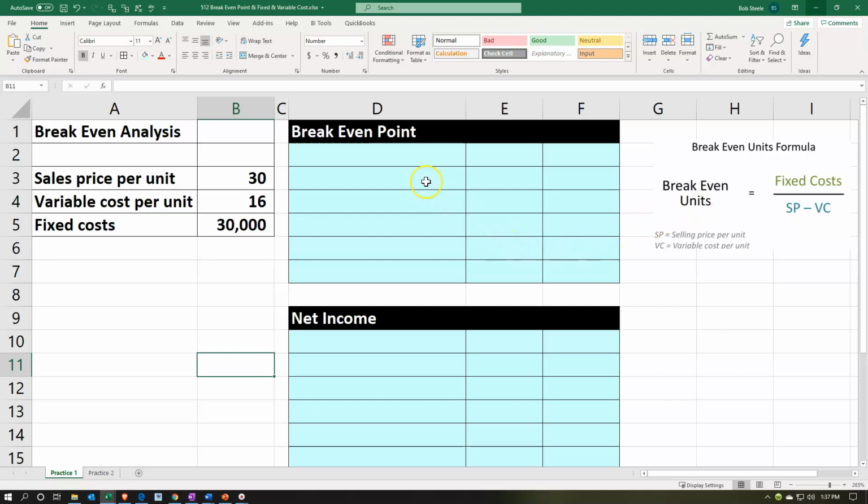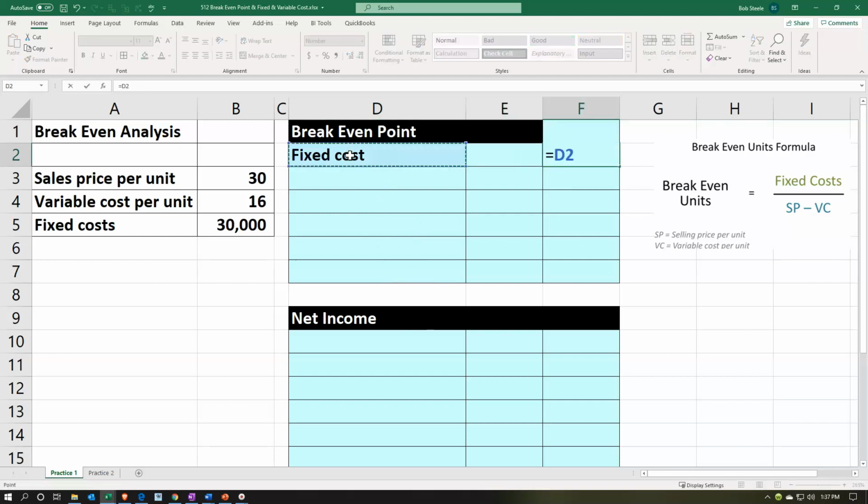All right, so let's break this out. And then, of course, that's the starting point, which you can build on to figure out how much profit you want to be building into a similar kind of formula. So we're going to say the fixed costs are going to be the $30,000.